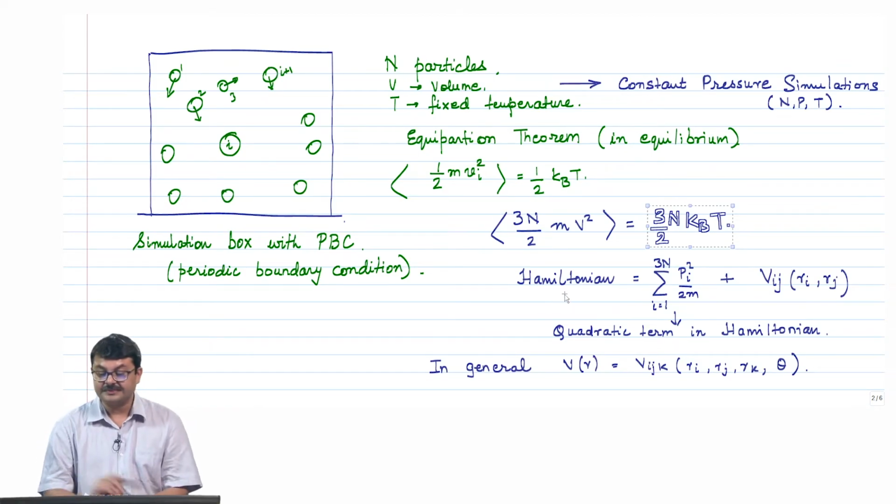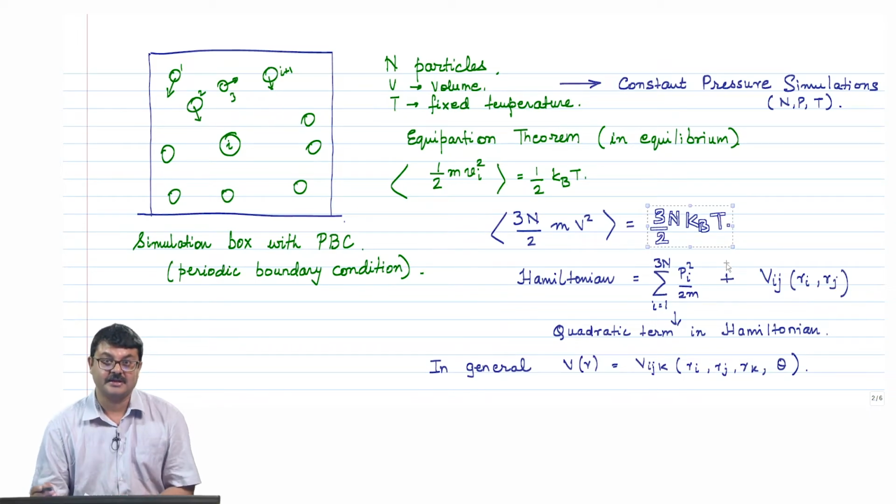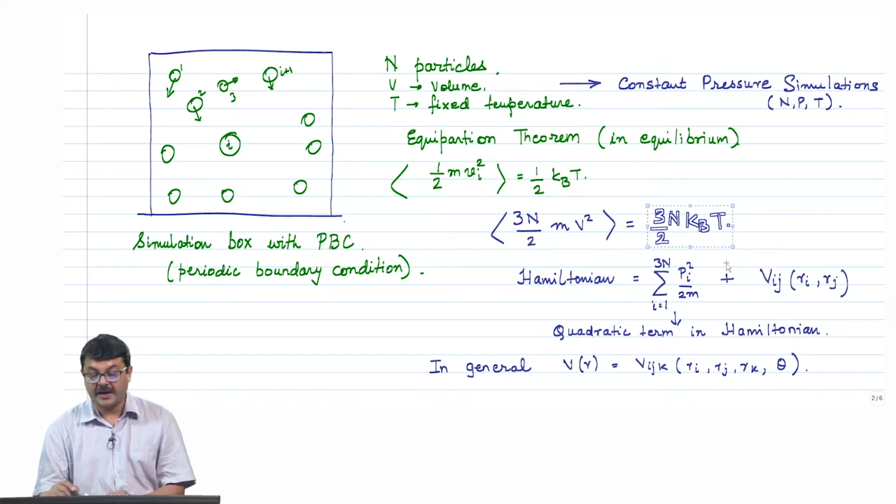Here the Hamiltonian is of the form pi square by 2m, summation i equal to 1 to 3n. Basically, pi square by 2m is also nothing but half mv square. So you have half m (vx square plus vy square plus vz square). It is every degree of freedom.